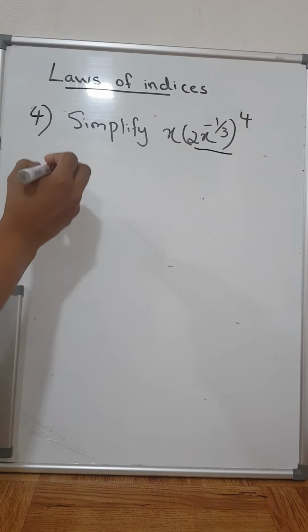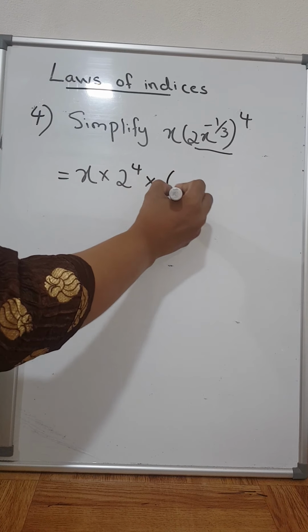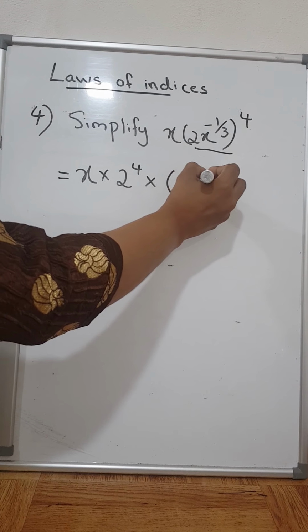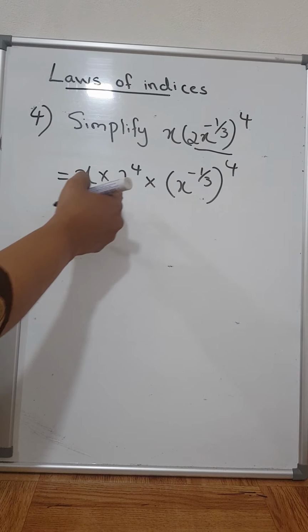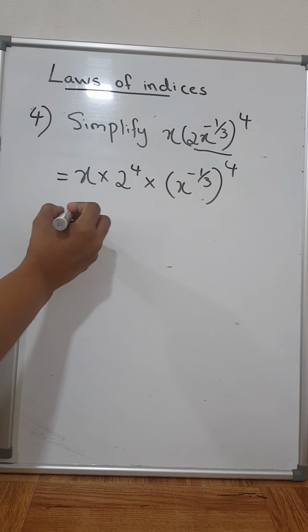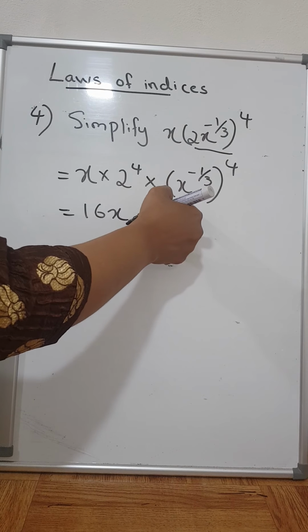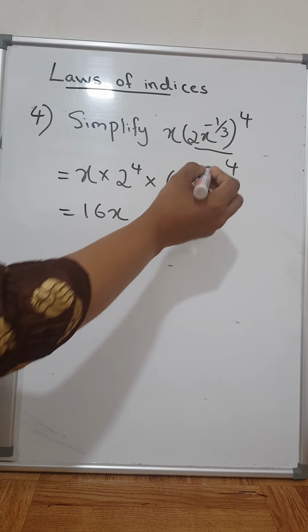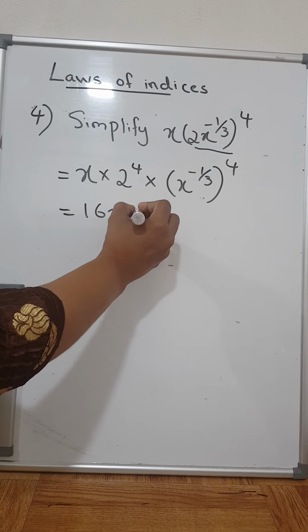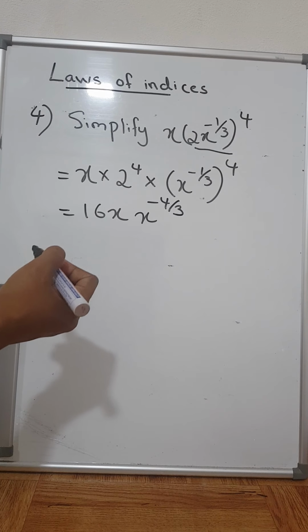So this becomes x times 2 to the power 4 times (x to the power minus 1 by 3) whole to the power 4. 2 to the power 4 is 16, so 16x. Here we can use the power law. x to the power minus 1 by 3, to the power 4, becomes x to the power minus 4 by 3.